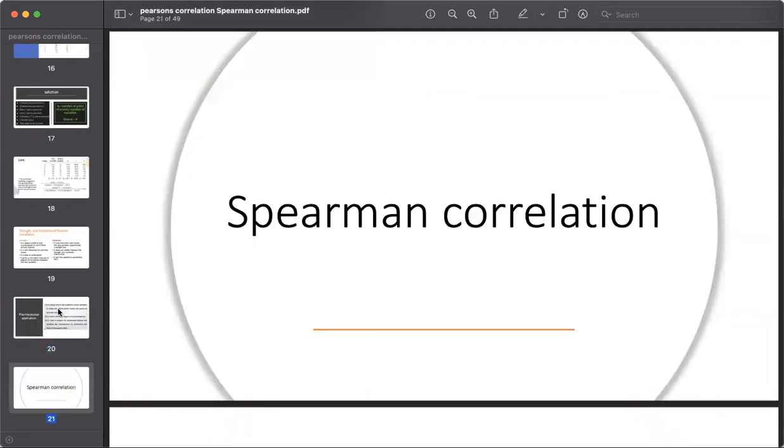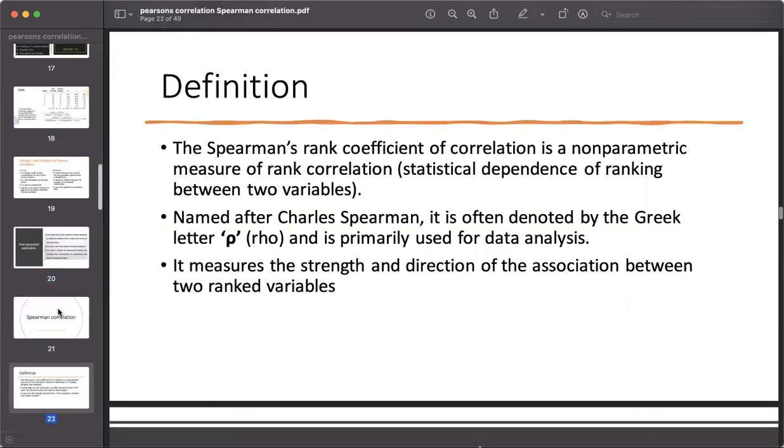Now we discuss the Spearman correlation. Definition: Spearman's rank coefficient of correlation is a non-parametric measure of rank correlation, statistical dependence of ranking between two variables. Named after Charles Spearman, it is often denoted by the Greek letter rho and it is primarily used for data analysis. It measures the strength and direction of the association between two ranked variables.